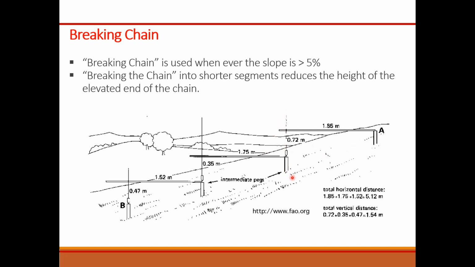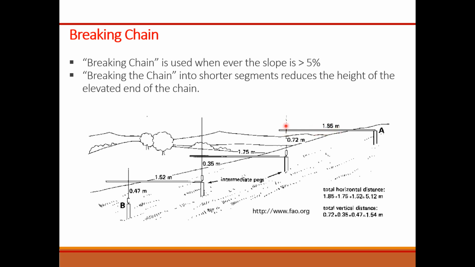What we will do, we simply nail the pegs at random intermediate distances. Intermediate pegs are shown in the figure. Now we open the measuring tape and start taking the length from the point A up to this point. Okay, this reading was 1.85 meters.